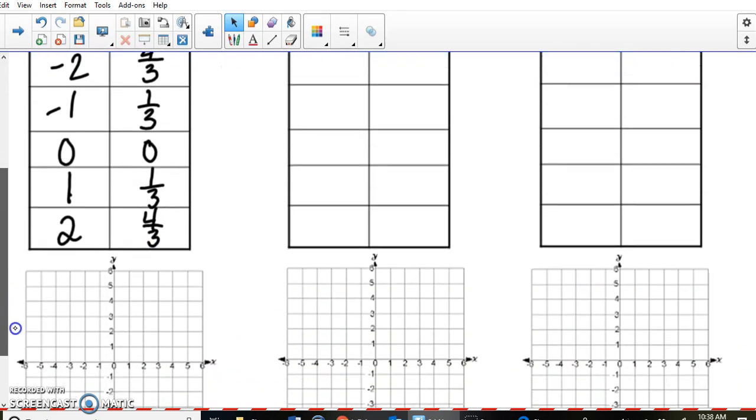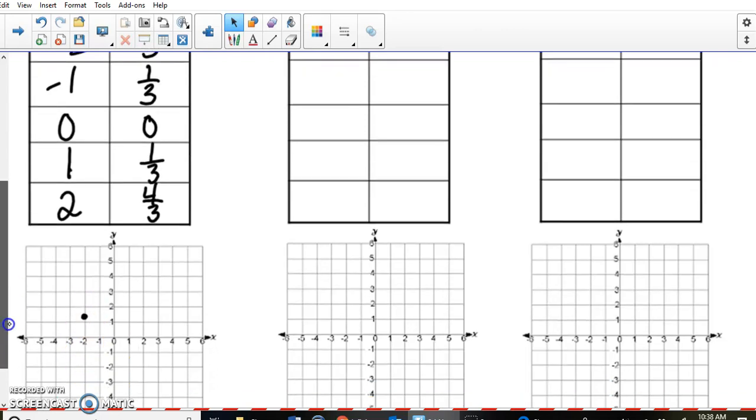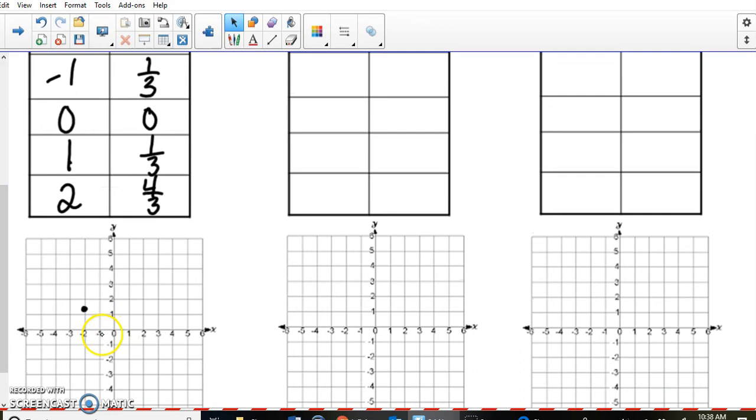Once I've got my points, I can go ahead and graph those. So I've got -2, 4/3. Remember, that's about 1 1/3. Then -1, 1/3, 0, 0, 1, 1/3, and 2, 4/3. So I graphed enough that I have my parabola shape, and that's what I want to go for.